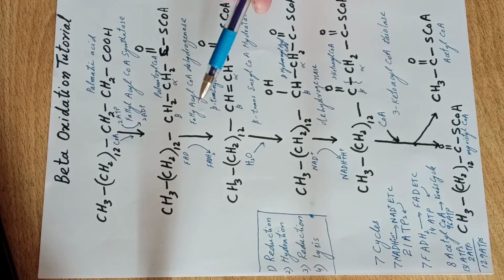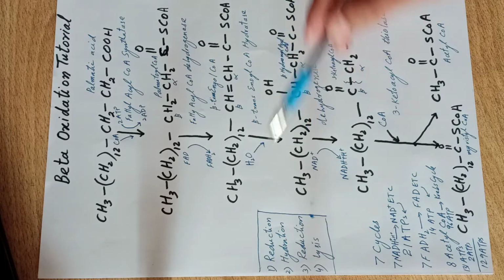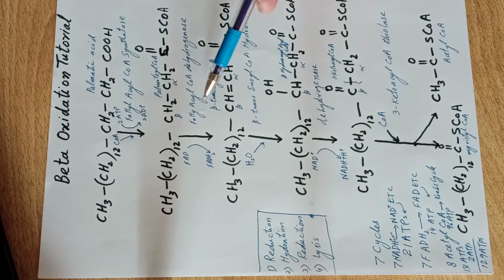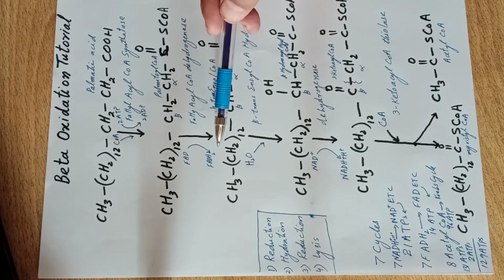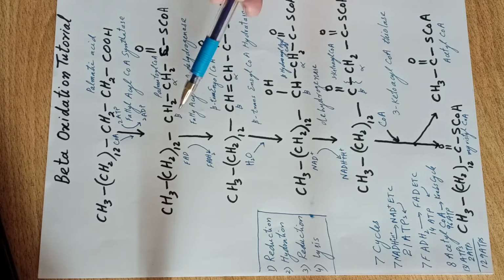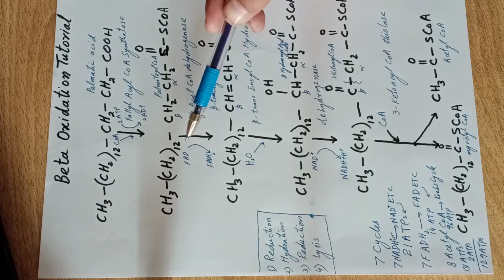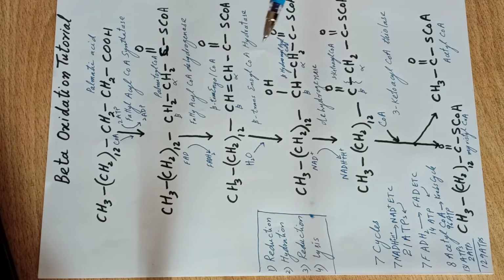Then this fatty acyl CoA goes through the next reaction by utilizing which enzyme? Fatty acyl CoA dehydrogenase. This fatty acyl CoA dehydrogenase removes the low energy electrons of palmitoyl CoA from the alpha and beta carbon and gives them to FAD, and FADH2 is produced. Then we have the beta trans acyl CoA form of the fatty acid.